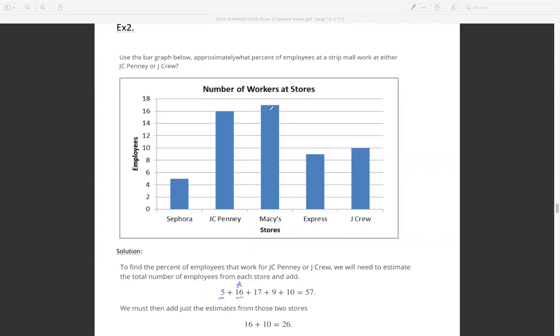And then Macy's is between 16 and 18, so that's 17. And then Express is between 8 and 10, so that's 9. And J.Crew is 10. So the total amount of people that are working at the strip mall is 57. And then the people that are just working at JCPenney and J.Crew are the 16 and the 10, so that's the 26. So what they're asking is what percent of the total amount is just going to be the people working at JCPenney and J.Crew.